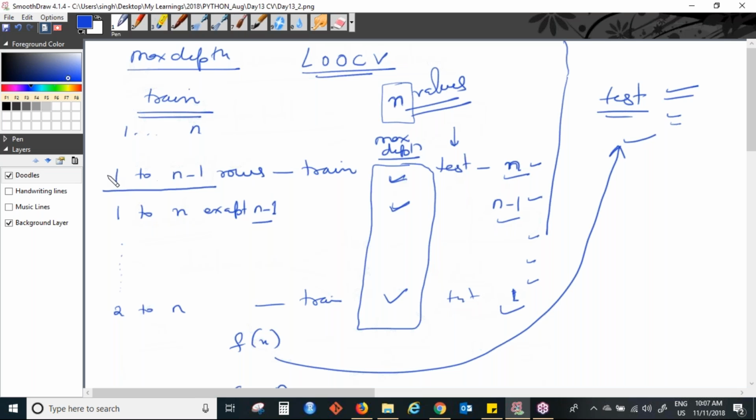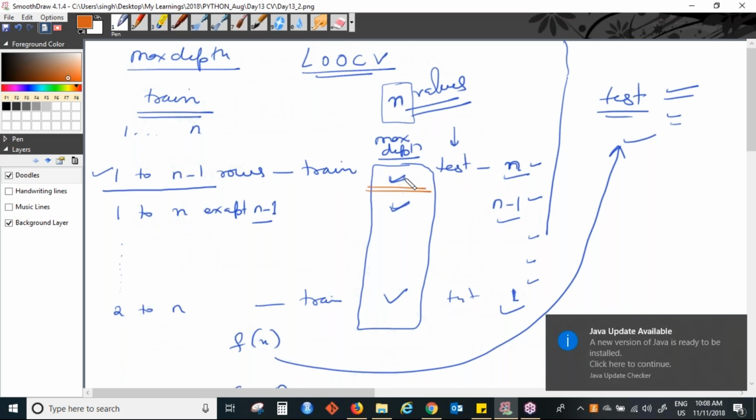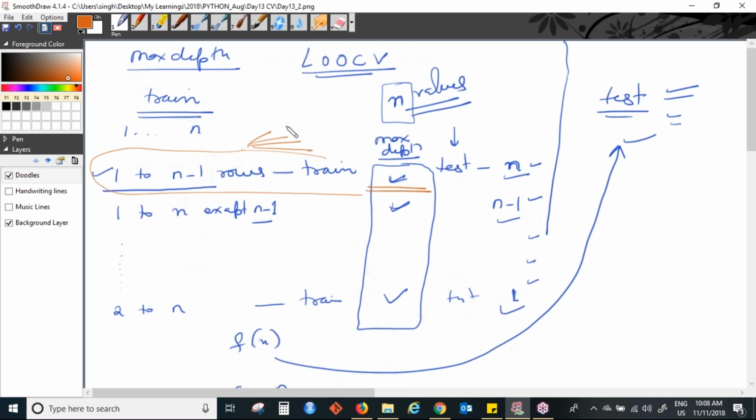And remember, in each run you are also trying different values of max depth. How do you know the best value of max depth? You can only know it if you try different values of max depth. So in every iteration you have multiple iterations with different values of max depth, let's say 2 to 20.